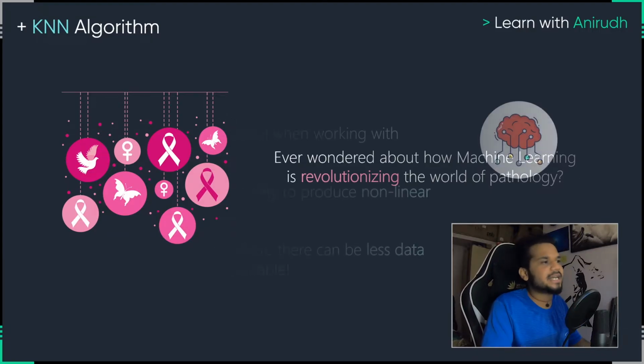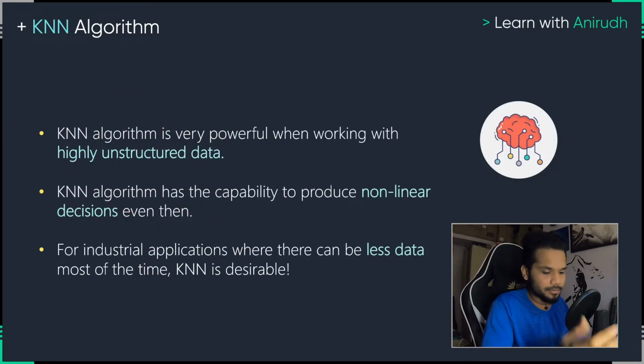Now, the important thing you guys have to understand about machine learning algorithms, especially when you're using KNN, is that this is an algorithm that is super popular because of the fact that it can work with highly unstructured data. Now, working with structured data, everyone can do it. Even your Microsoft Excel can handle it very easily. When it comes to unstructured data is when it gets challenging for the algorithm, and KNN handles it with ease.